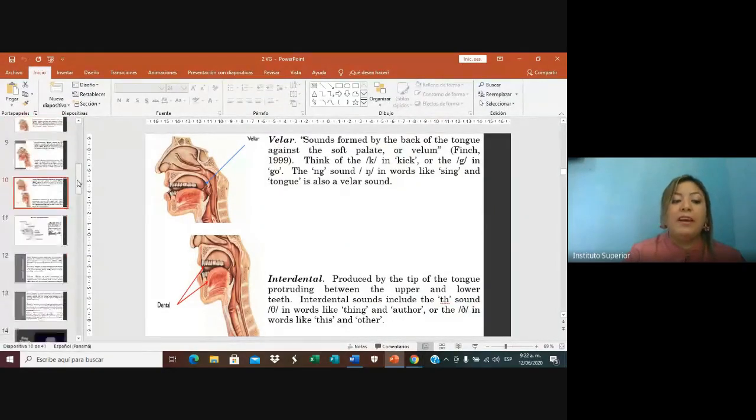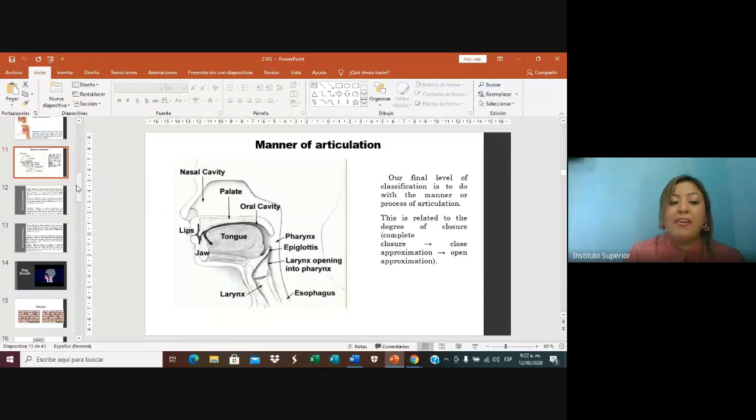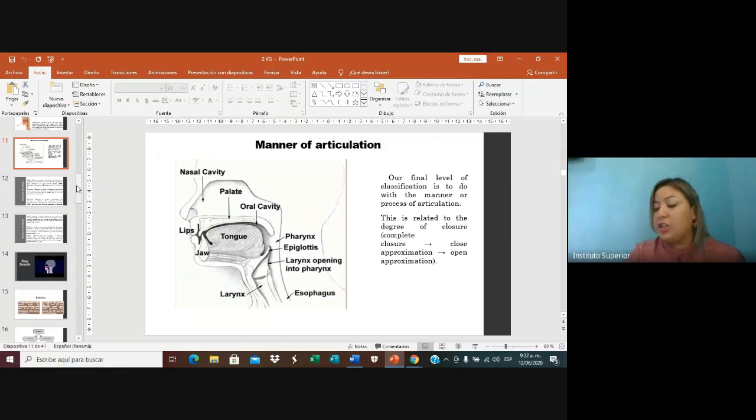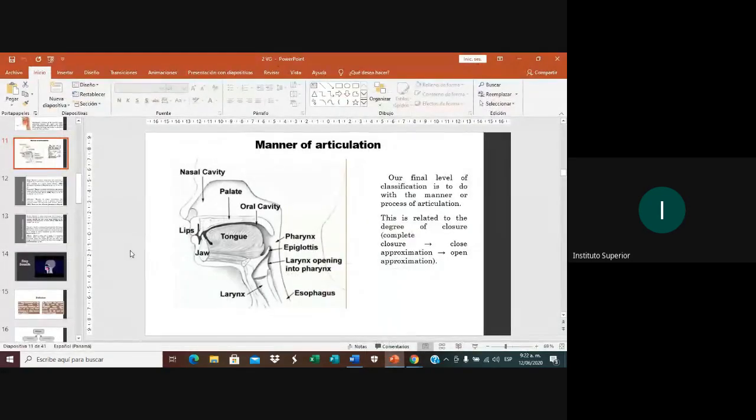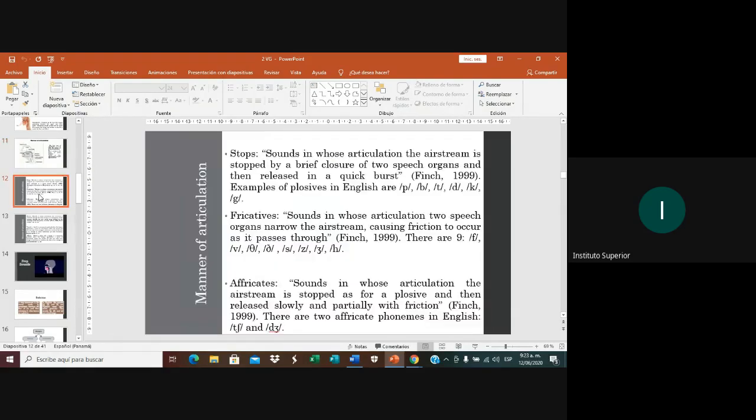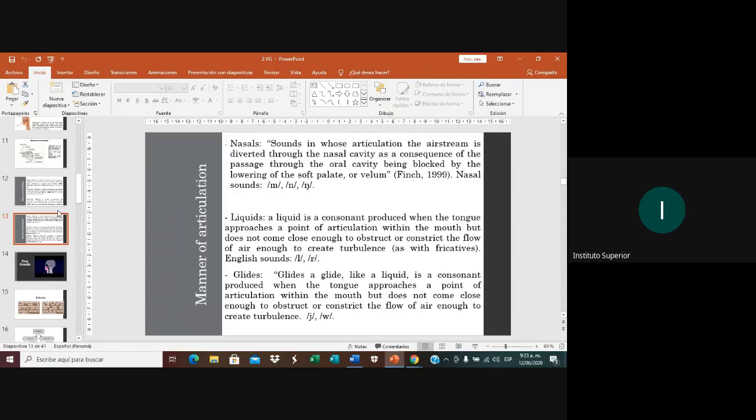Remember, all of these are place of articulation. Now we have manner of articulation. Here I'm going to explain this part. First, we studied different places. Now, manner is the way the air stream is affected as it flows from the lungs through the nose and mouth. This is our final classification, our final characteristic about consonant sounds. As we have place of articulation, we have different manners of articulation. We have stops, fricatives, affricates, nasals, liquids, and glides.